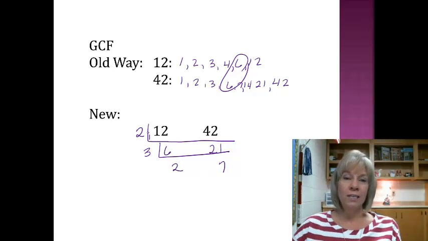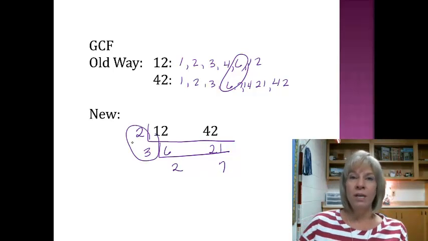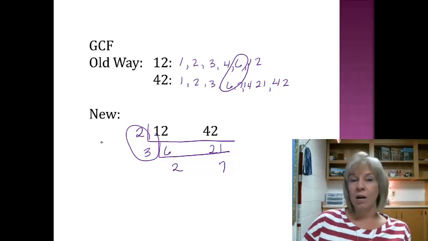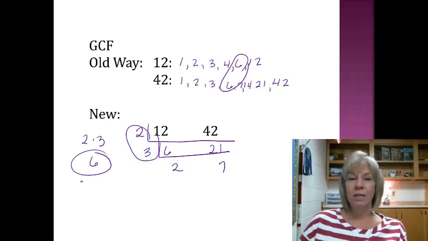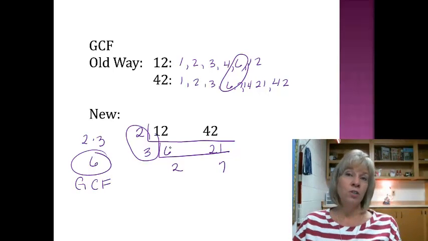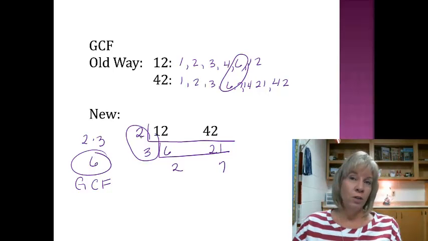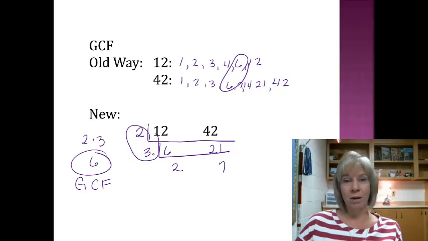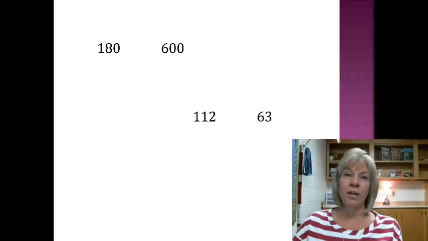And our GCF is the number we get when we multiply our numbers on the side. So our GCF is 6. Now, this is very easy, and you can learn to do this very quickly. Another thing I want you to learn is when you do GCF, these numbers don't have to be prime numbers. I could have started with 6 out here. I'll show you what I mean.